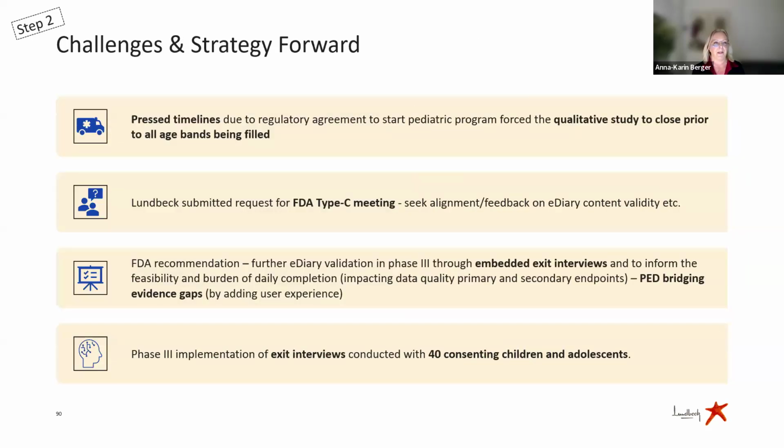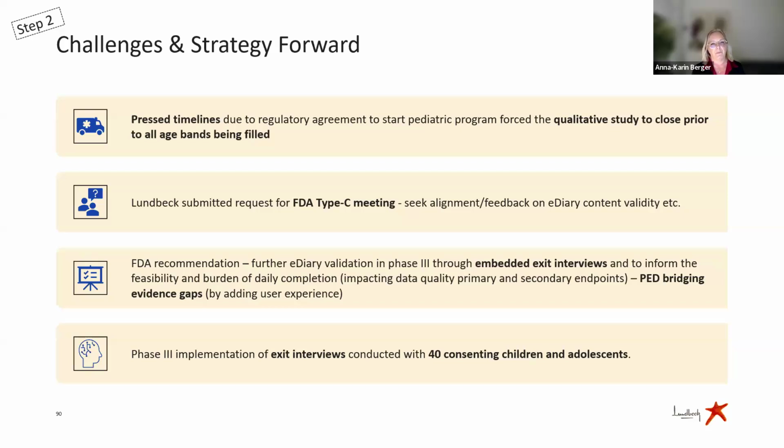Next slide. And after 14 months of recruitment, we ran into time constraints. We had pressed timelines due to agreements with regulatory authorities to start a pediatric program. And that actually forced us to stop the qualitative interview study prior to all age bands having been filled. And because we were concerned that this is going to be our primary endpoint, we didn't dare to implement the diary until we had consulted with the FDA.